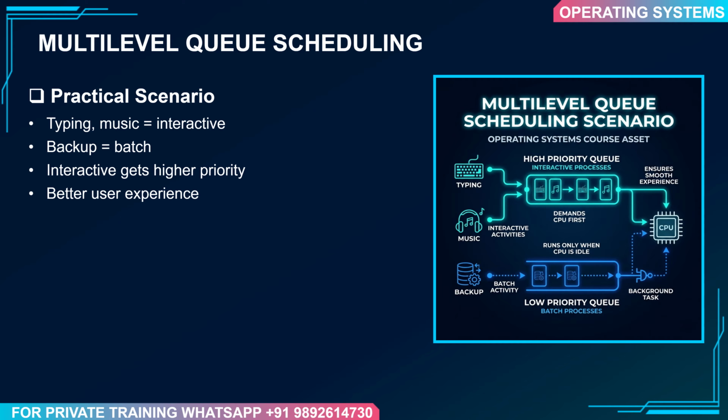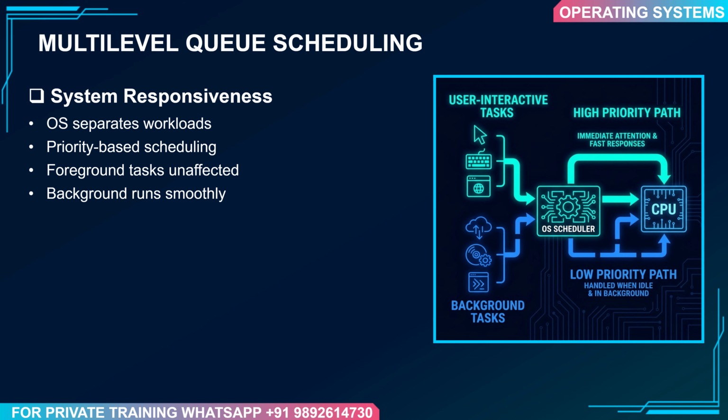In a multi-level queue system, your typing and music will be placed in a higher priority queue, ensuring smooth user experience. The backup process will be placed in a lower priority queue, running only when higher priority tasks are not demanding the CPU. This explains why your system feels responsive even when heavy background tasks are running. The OS is intelligently separating processes and scheduling them based on their importance.